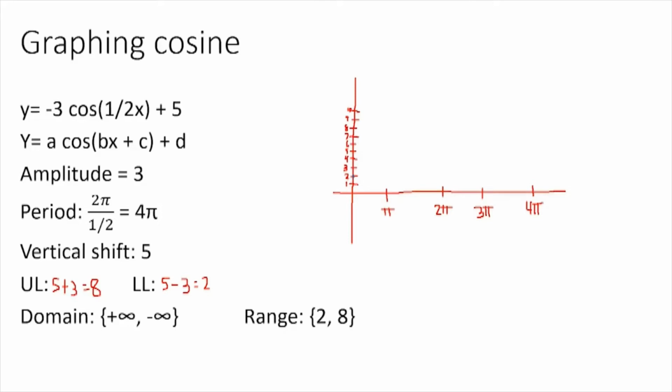Two, 5, 8. Since a is equal to negative 3, we will start from the bottom, going upwards and then downwards.